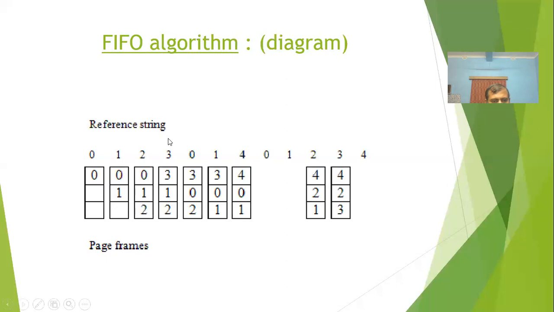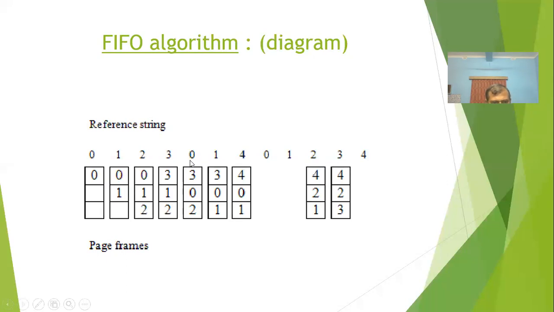So after that, 3 frames are already occupied by 0, 1, and 2. Then we have page number 3 that we have to include in our frames. Now see, at this point all the frames are already allocated, so no free frames are there. Then what we have to do is replace the content of one frame here. The first page that we entered is page 0, so we will replace page 0 by 3. So now the 3 frames will contain the pages 3, 1, and 2.